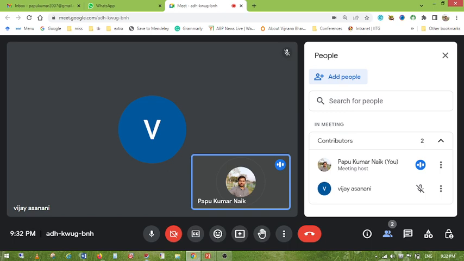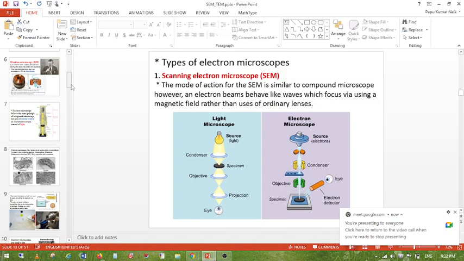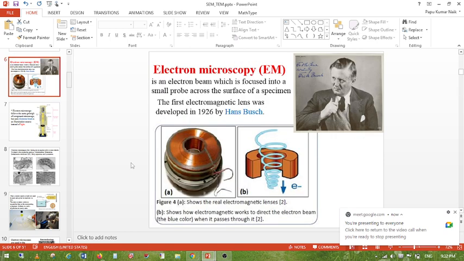Is the screen visible? Yes, the screen is visible. So electron microscopes are better than the ordinary microscope. That is called an electron microscope. This electron microscope is again of two types. Here this is the basic structure of the electron microscope we already discussed.